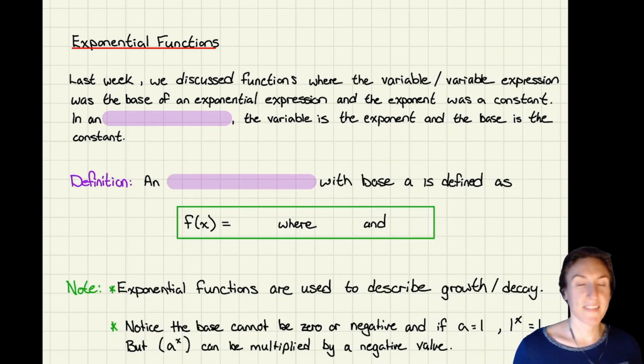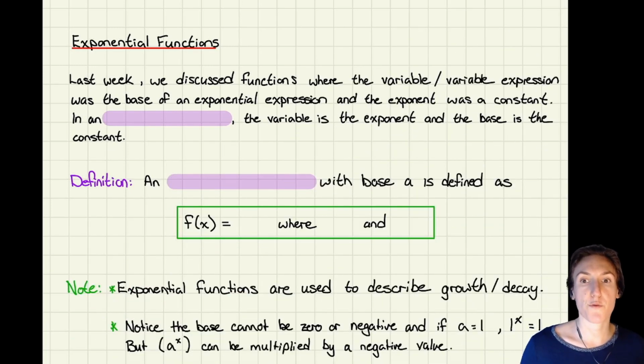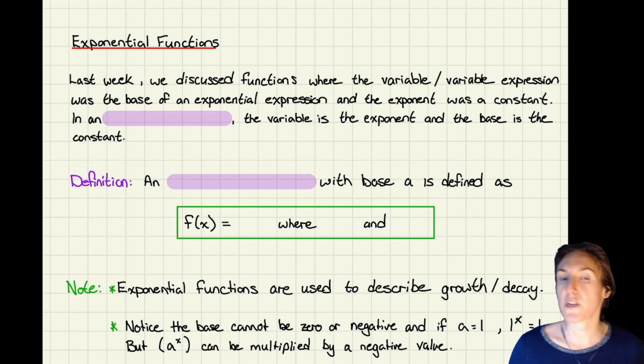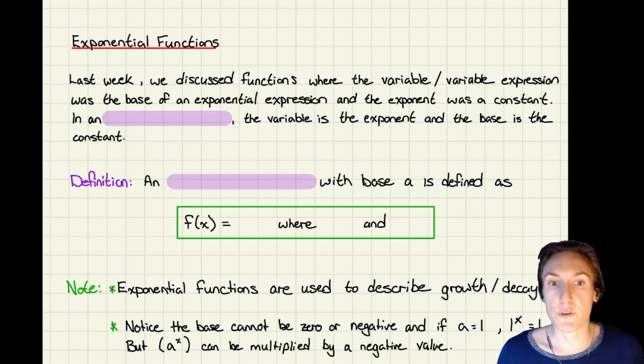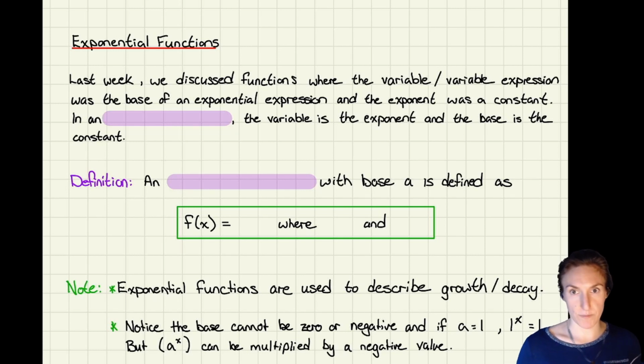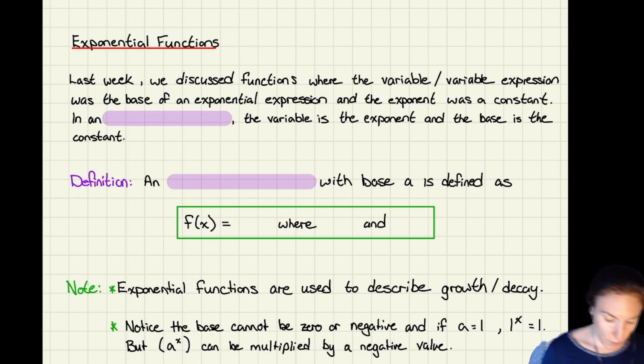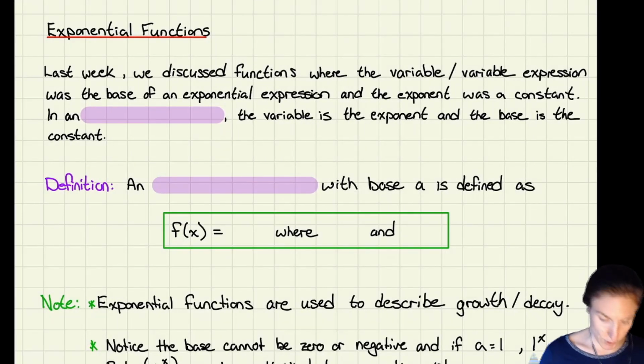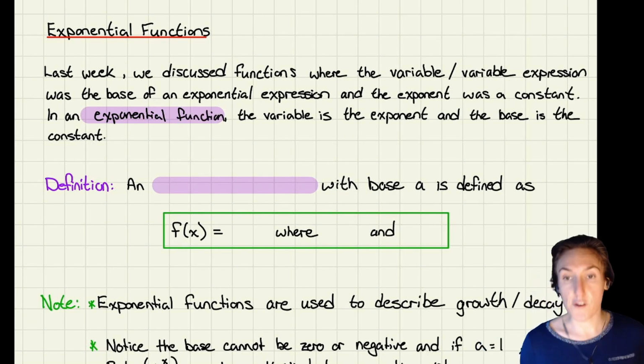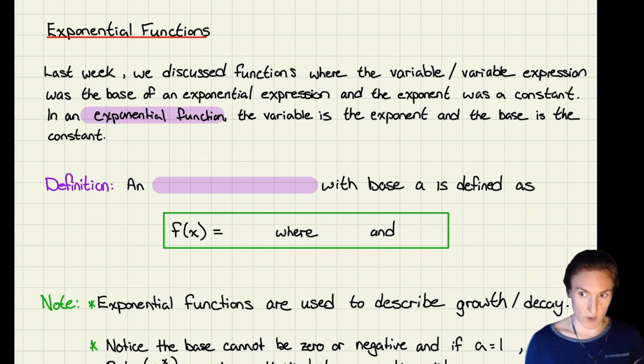All right, welcome. Last week we discussed functions where the variable, or the equation or expression we were considering, was the base of the exponential expression. So x squared, for example, or 1 over x squared plus 1, something like this. And the exponent then was a constant. But this week we're going to be talking about exponential functions where the variable is the exponent and the base is a constant.